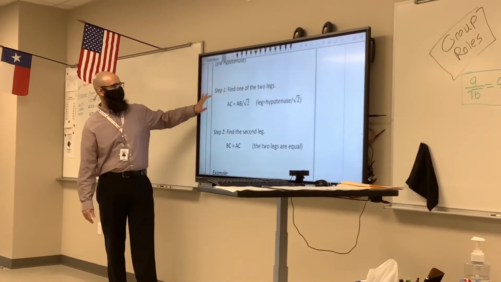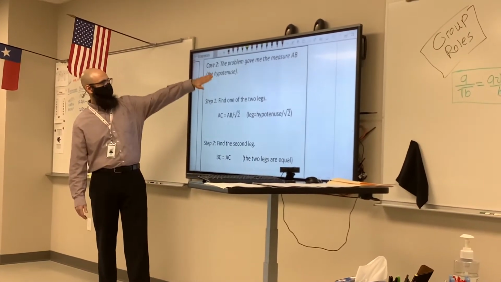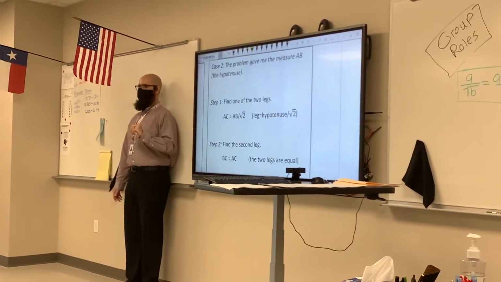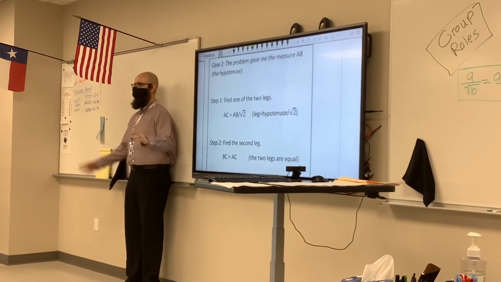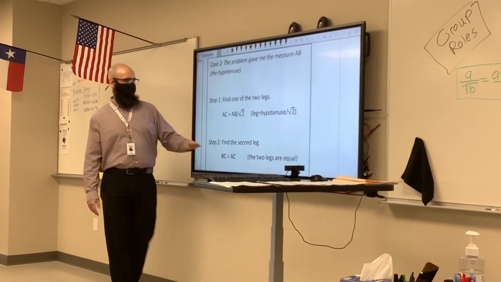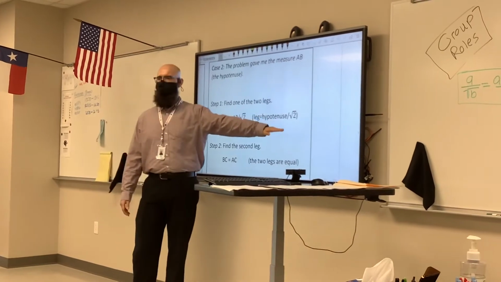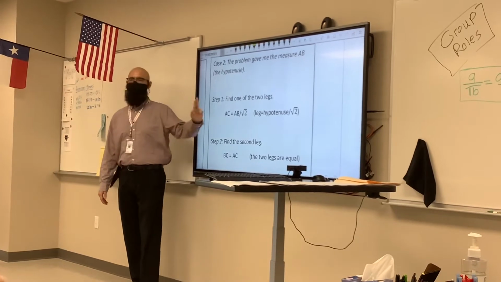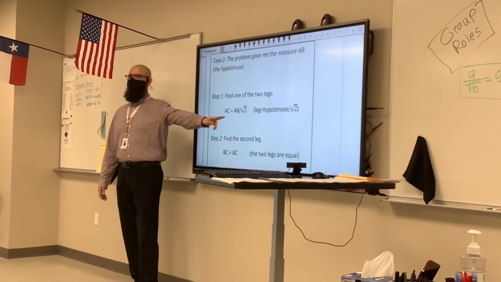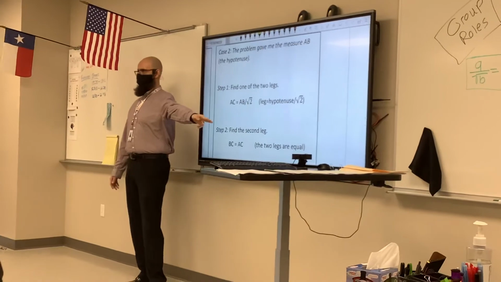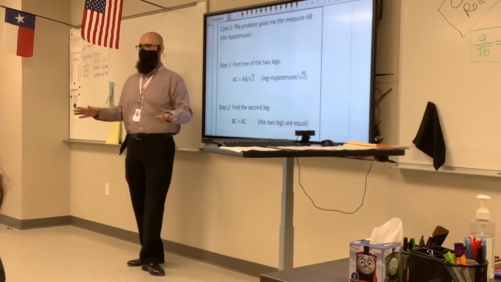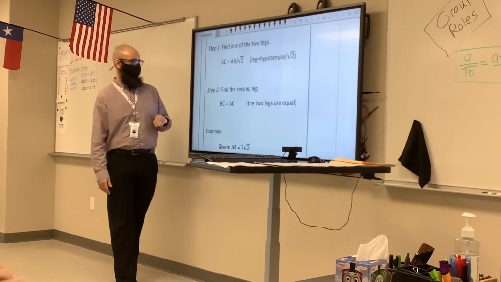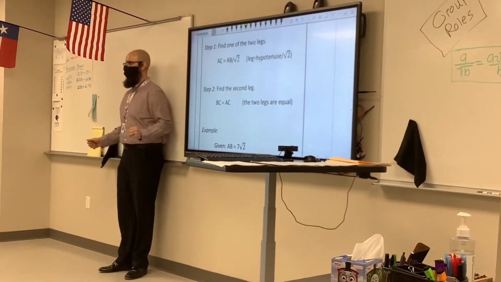The second case, that's where you've been given the hypotenuse. And in this case, your first step is to find one of the 2 legs. They both have the same measure, so it doesn't really matter which one. But what we have is that the leg is equal to the hypotenuse divided by the square root of 2. So in this case, if the hypotenuse were 7, then the leg would be 7 divided by the square root of 2. And then we'd have to rationalize our denominator. But that would get you started. And then step 2, you find your second leg, you just set them equal to each other.